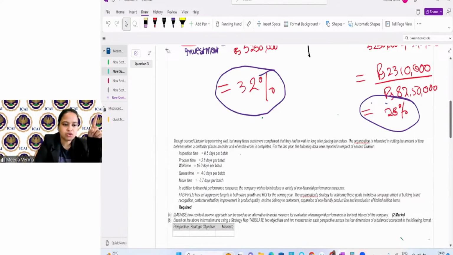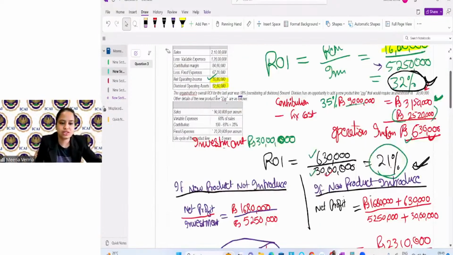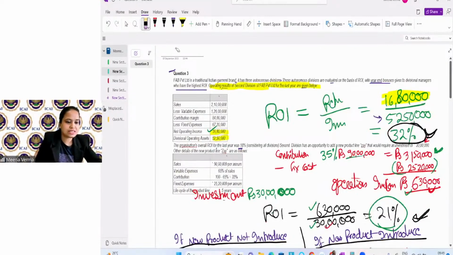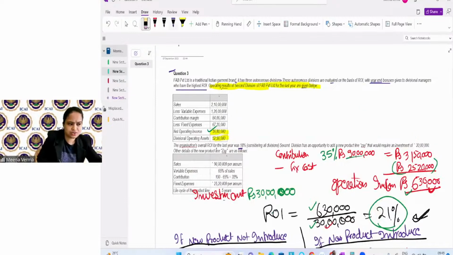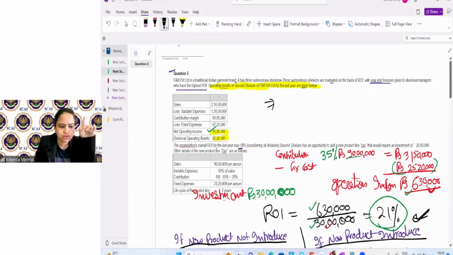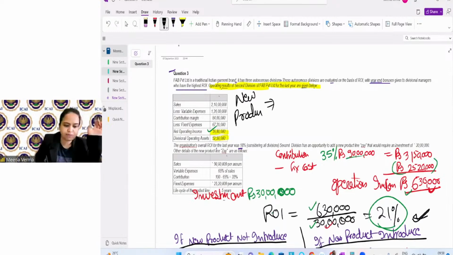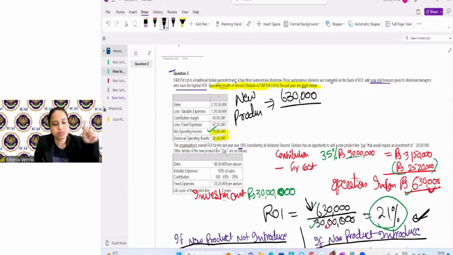Let's see. Now the point is that, ma'am, how do we do the calculation in case of residual income? So when we apply the residual income, we will see what is the actual income the company is earning and what is the minimum expectation. So the company is actually earning from a new product because we are analyzing the new product. From the new product, the company's profit is 6,30,000. This is the profit of the company, right? 6,30,000 is the profit of the company from the new product. And what is the investment here? The investment is here 30 lakh.